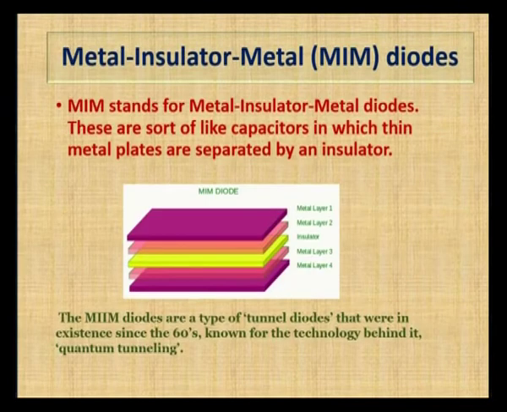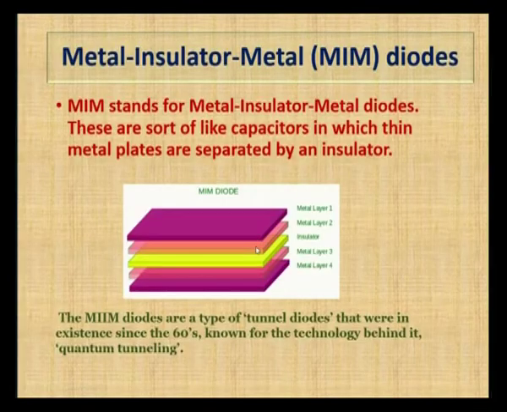Let's start with the MIM diode. MIM, as the name itself indicates, means the diode will have the structure metal, insulator and metal. And there are many variants of MIM. If the MIM has a metal, an insulator, and another insulator, on top of it metal 1 and below that metal 2. This is how the structure of a MIM diode looks.